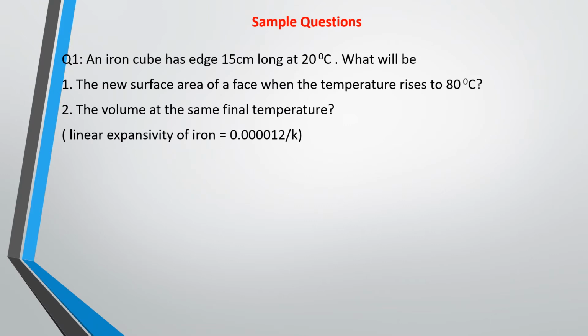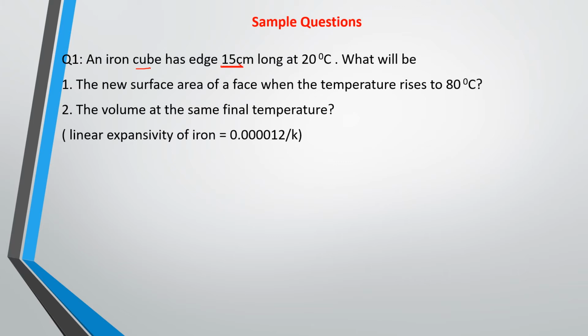So right away, guys, we have a question here that we need to solve to further deepen our understanding of what we have discussed so far. So this question says an iron cube has edge 15 centimeters long at 20 degrees centigrade. So take note of this question. Say iron cube. You know that a cube has faces with the same length, breadth, and height. I hope that is clear. All the faces are equal, all the sides are equal.